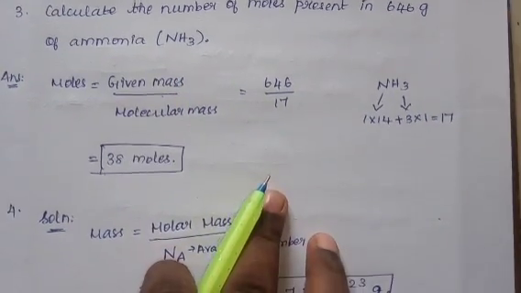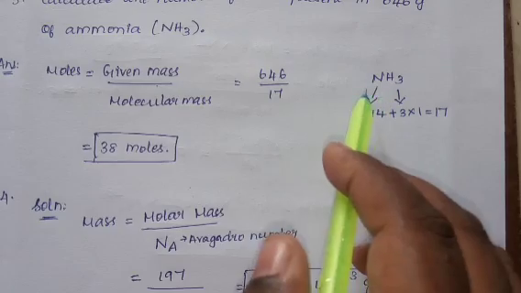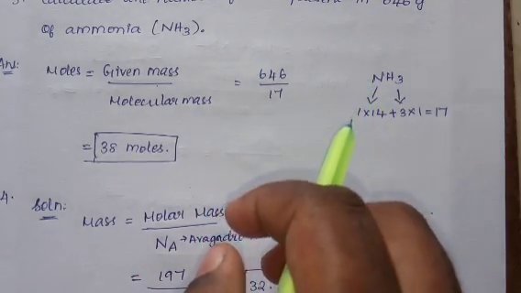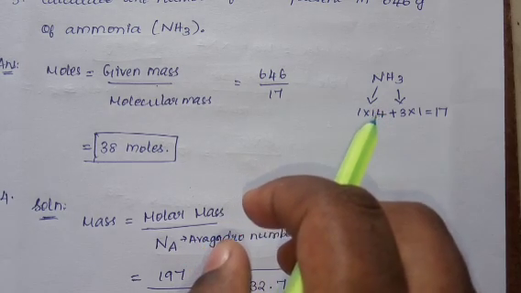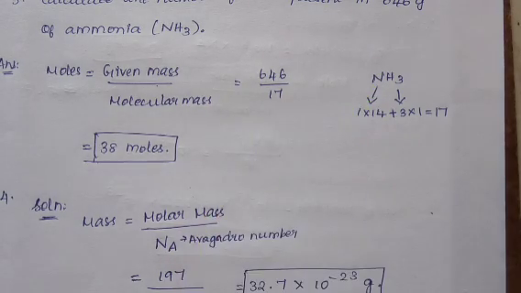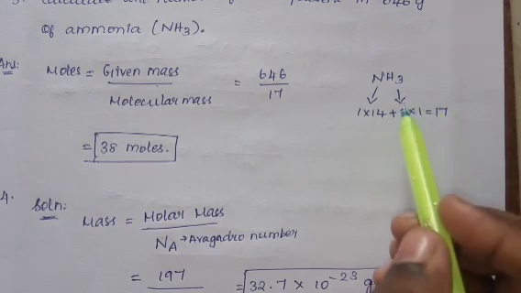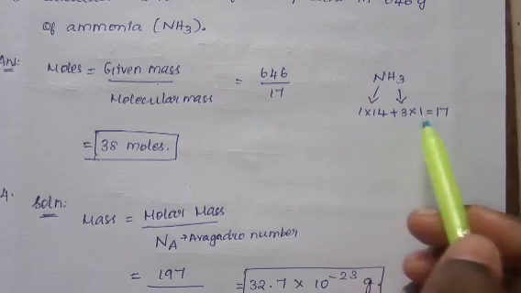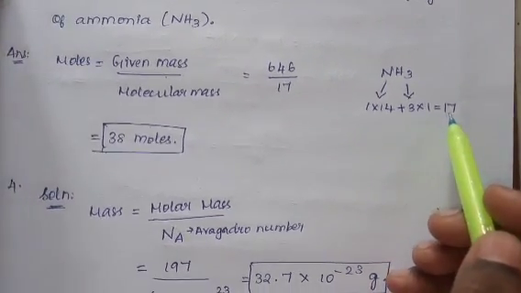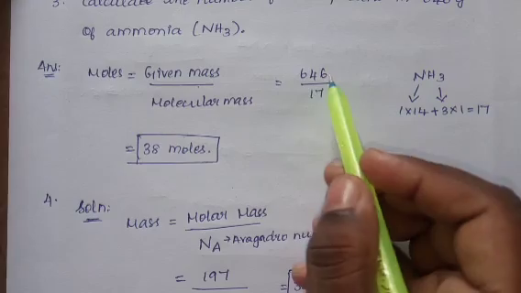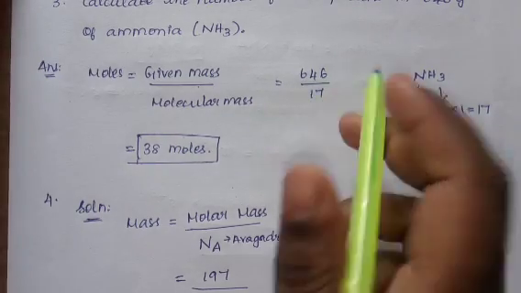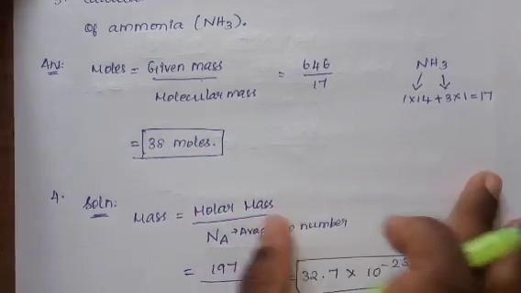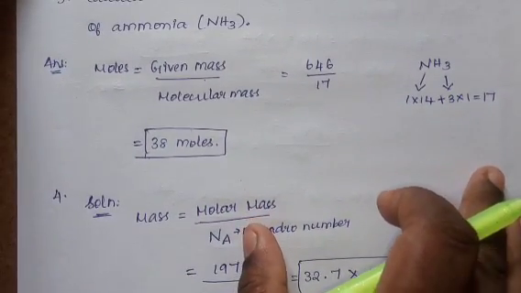Right? So how can we find this? 1 into 14 for nitrogen, 14 is the molar mass. 1 into 14 plus, for hydrogen, they have given 3, so 3 into 1. For hydrogen the molar mass is 1. If we add this we get 17. Okay, this is how we get 17. So 646 divided by 17, if we divide it we get 38. So it is equal to 38 moles. We got the answer. This is the answer.